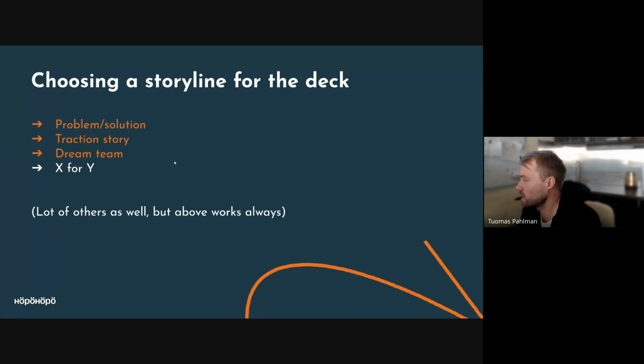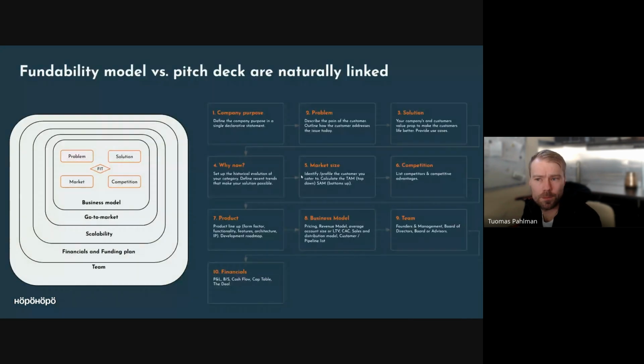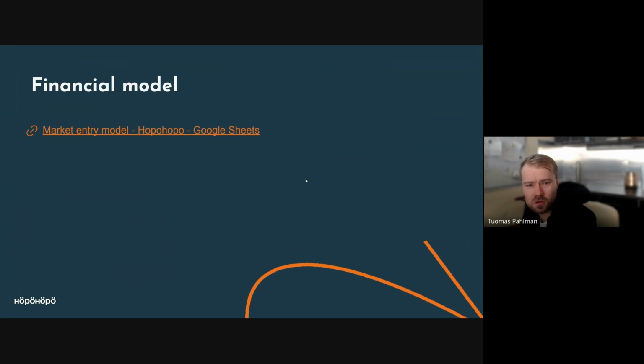Okay, but I will now skim forward a little bit, because I had one more topic that I wanted to discuss. Just saying out loud, if you take a look at our first webinar, the fundability model versus how the pitch decks are built, well, surprise, surprise, they're naturally linked. The investors try to understand from the pitch deck: is your startup fundable? So they're very closely aligned in that sense.